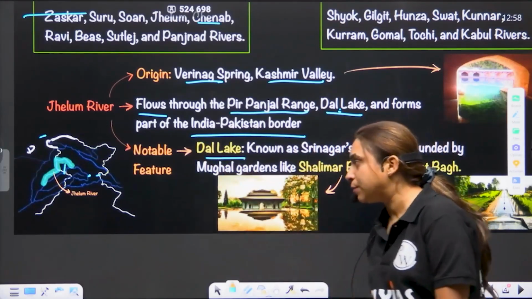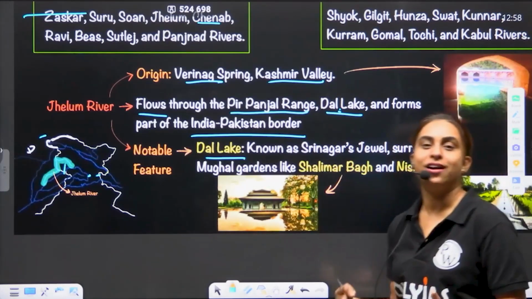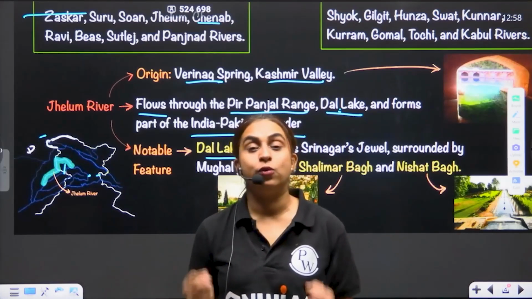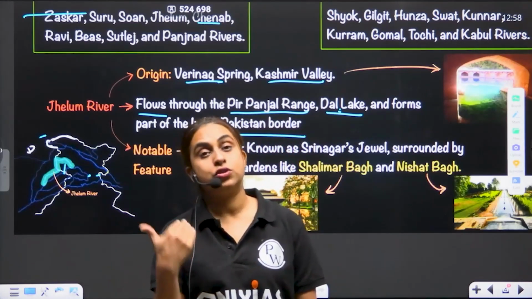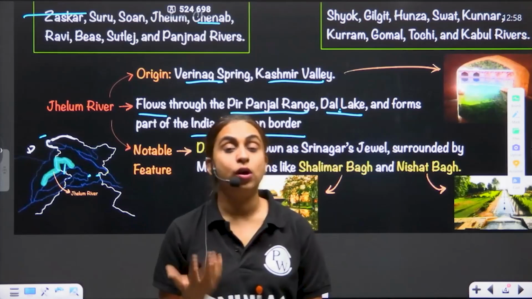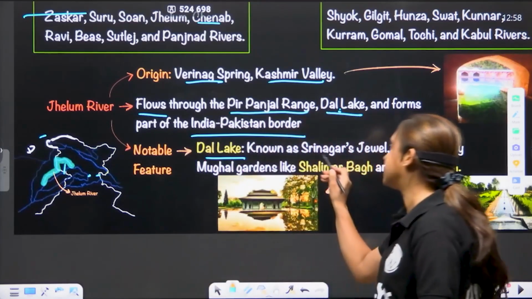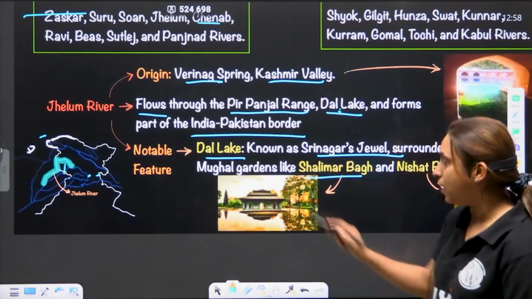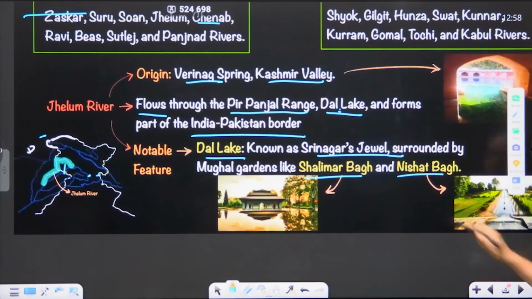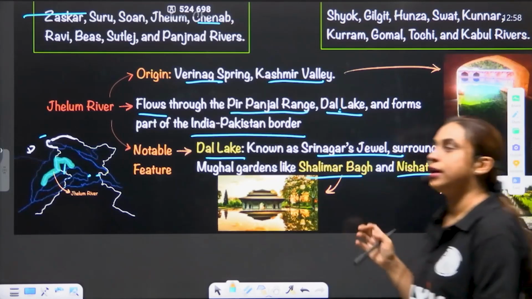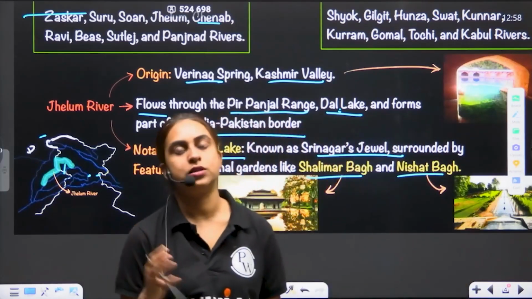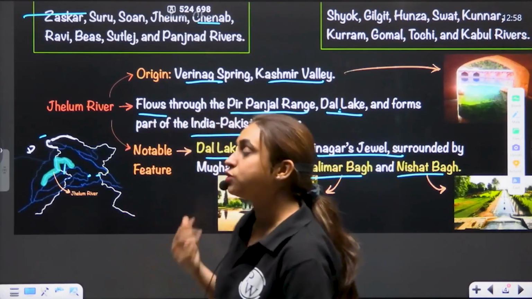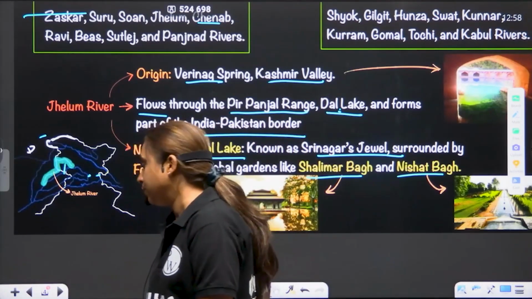Dal Lake is very famous, where you have shikaras, people will be in the boat, and you have houseboats. You have very, very good vegetation surrounding. Also, just opposite to Dal Lake, you have famous Mughal gardens. This is called the Srinagar's Jewel, which is surrounded by Mughal gardens like Shalimar Bagh, as you can see, and it also has Nishat Bagh. I have been to Nishat Bagh. It is beautiful to watch, very good flowers. So this was the first major tributary of Indus, that was your Jhelum River.